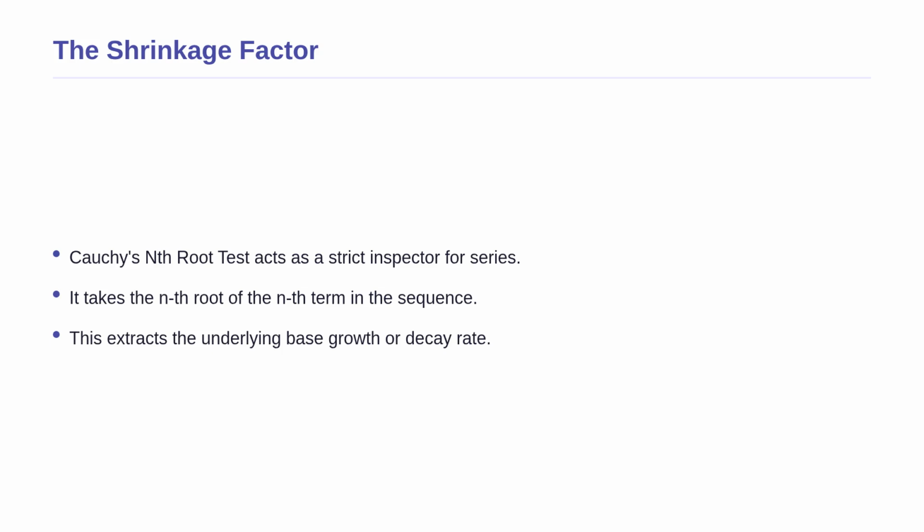Now that we understand what we are looking for, let us see how the inspector works. The test looks at the nth block in our series and takes its nth root. This extracts the base growth or shrinkage rate of the sequence. If this shrinkage factor is strictly less than 1, it tells us the pieces are getting tiny so quickly that their total sum is perfectly manageable. It is a brilliant way to simplify complex sequences into a single, understandable rate of change.